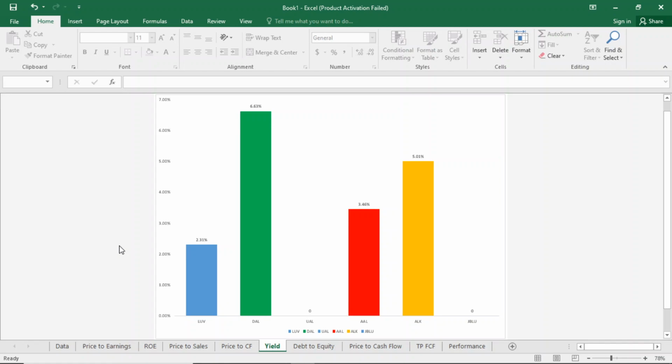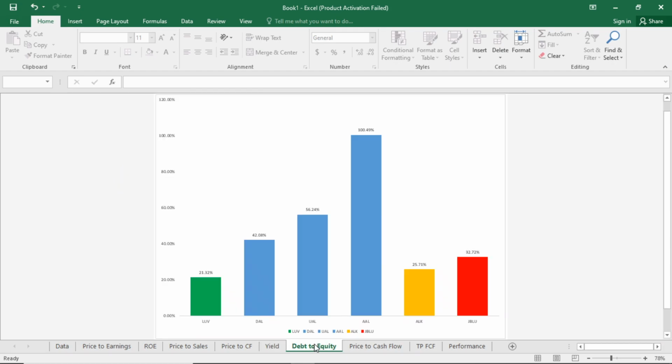So now I wouldn't stop here, because we know that the environment is pretty tough because of coronavirus. No one's flying. So how secure is this dividend, right? That's the next thing that we have to ask. And then the next one is debt to equity.